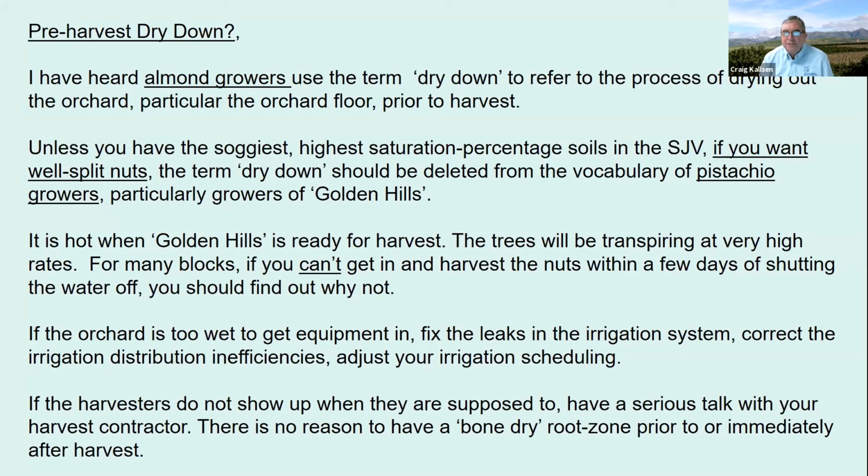It's hot when Golden Hills is ready for harvest. The trees will be transpiring at very high rates. For many blocks, if you can't get in and harvest the nuts within a few days of setting the water off, you should find out why you can't. If the orchard is too wet to get equipment in, fix the leaks in the irrigation system, correct the irrigation distribution inefficiencies, adjust your irrigation scheduling, do what you need to do. If the harvesters do not show up when they're supposed to, have a serious talk with your harvest contractor. There's no reason to have a bone dry root zone prior to or immediately after harvest.